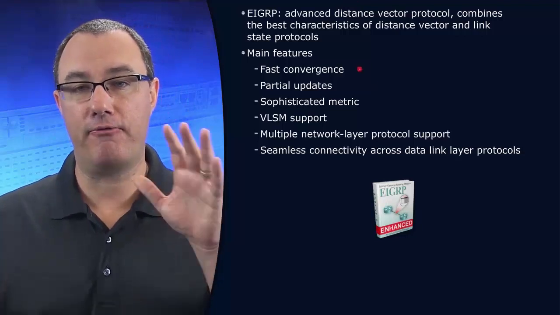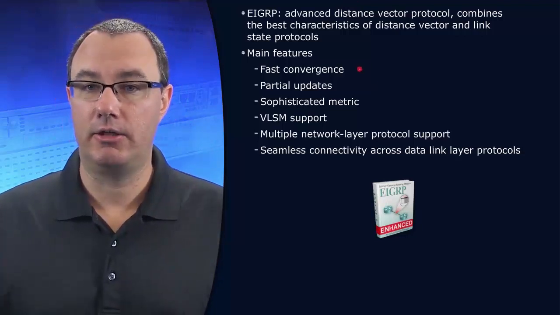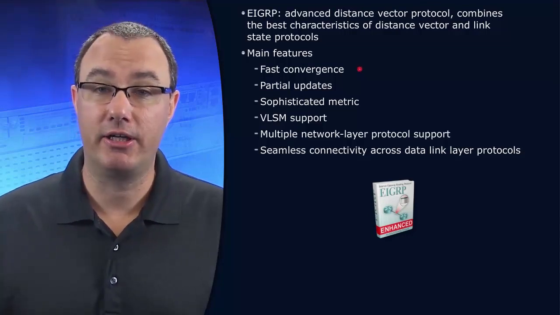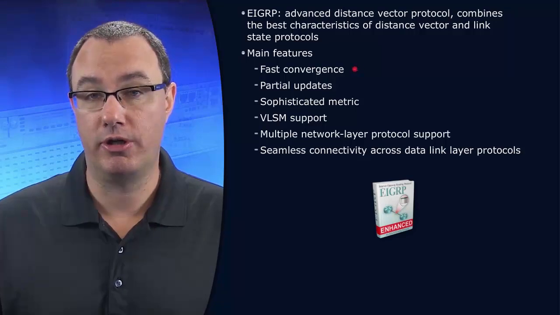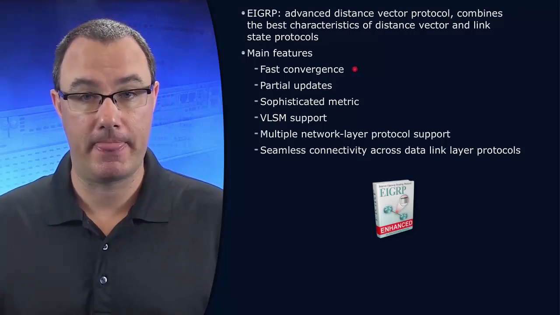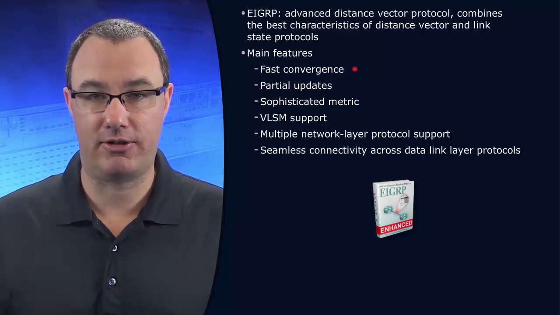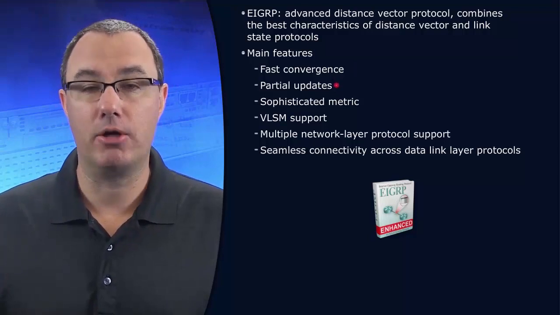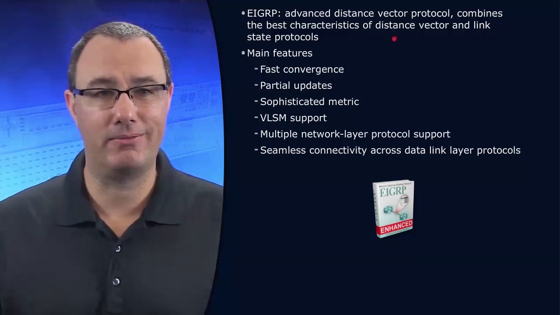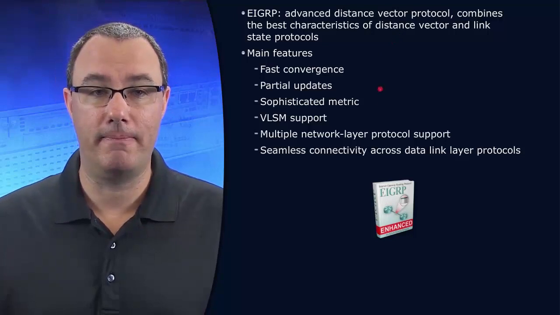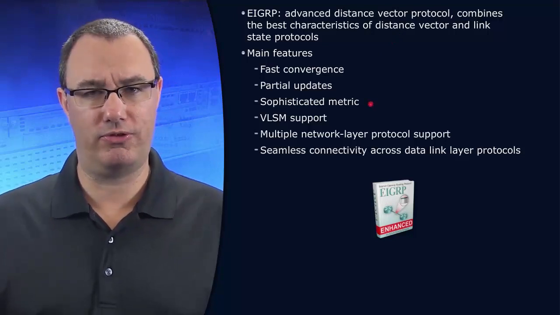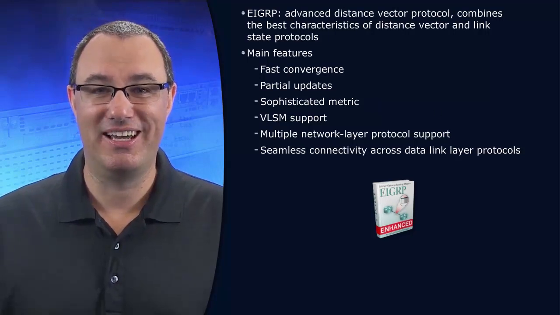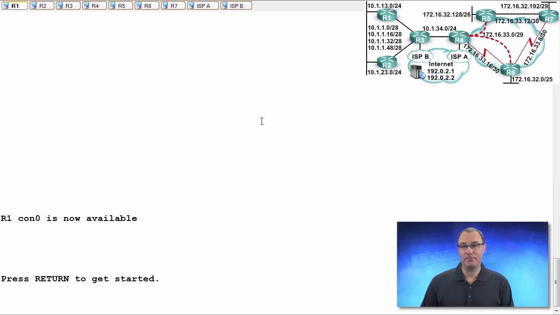EIGRP is faster, if you give it the right setup, than any other routing protocol out there. Why? Because it can in fact reconverge without a recomputation. The backup pathway is tested. The backup pathway has a name called the feasible successor. Partial updates: we don't send our entire routing table like a distance vector routing protocol would. We have a sophisticated metric. Ooh, sophisticated. What does that mean? Well, let's look at what a metric of EIGRP might look like.